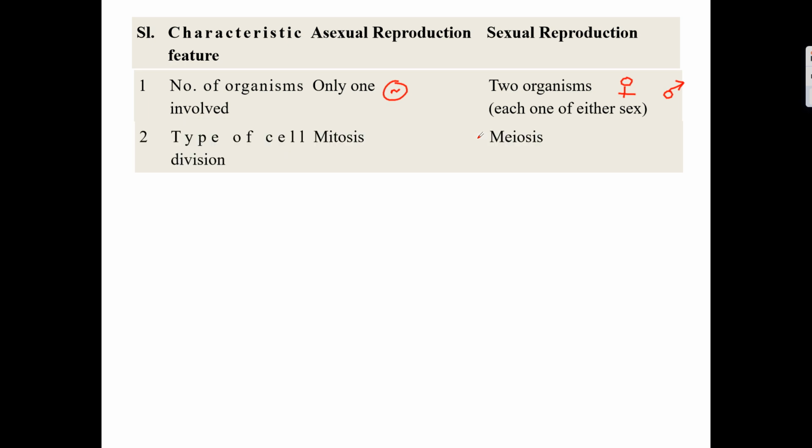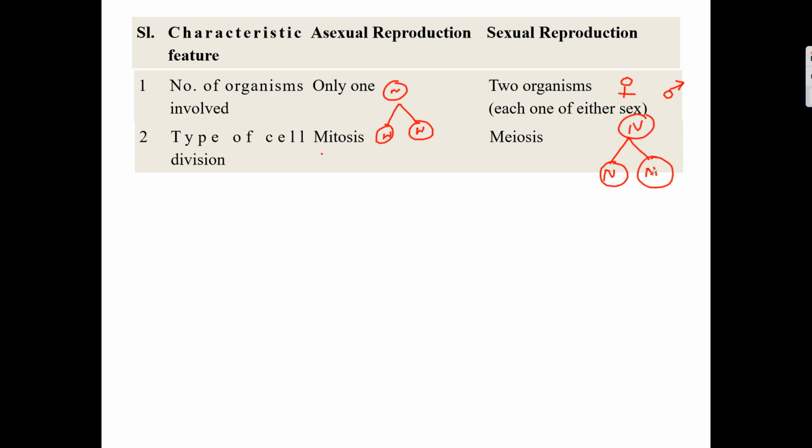Then the type of cell division. In asexual reproduction, mitosis will take place. It means the parent cell will divide into two daughter cells. Whereas in sexual reproduction, meiosis will take place. Suppose the DNA content is N, the cell will undergo division. It has two stages, meiosis 1 and meiosis 2.